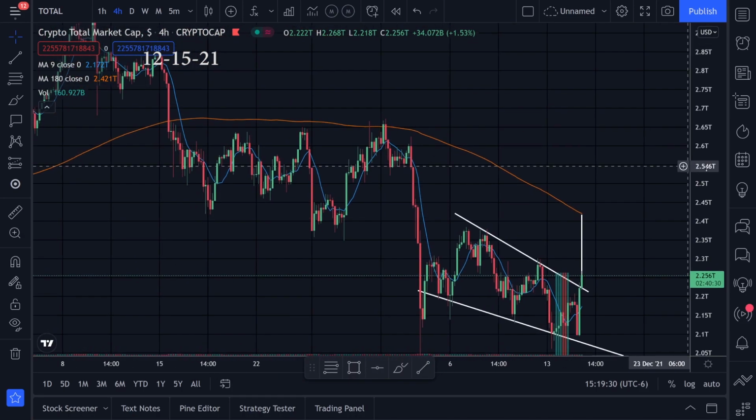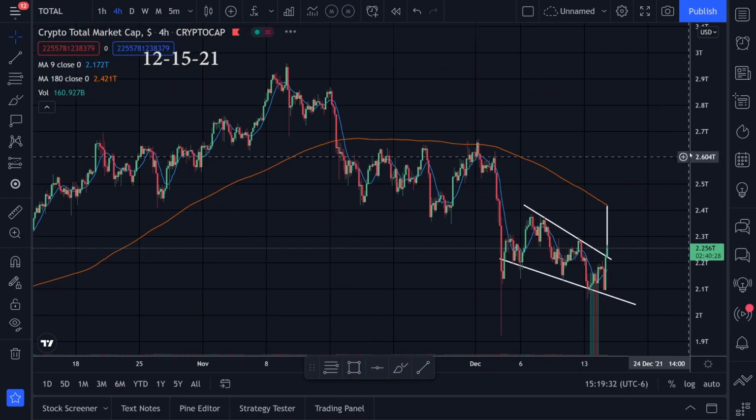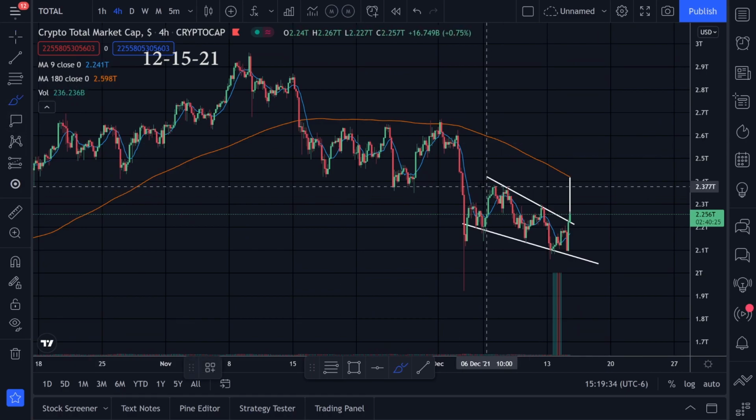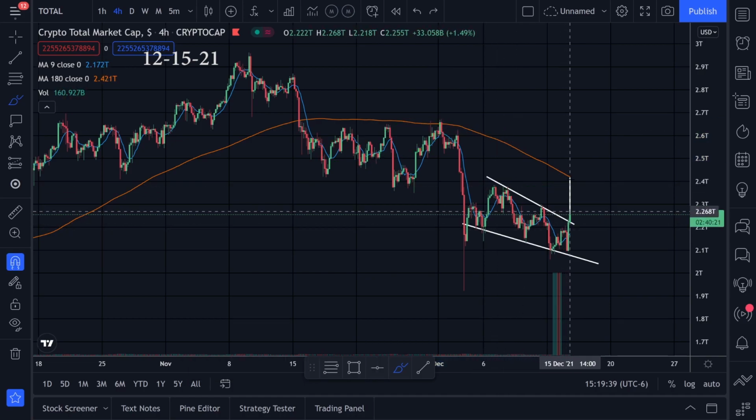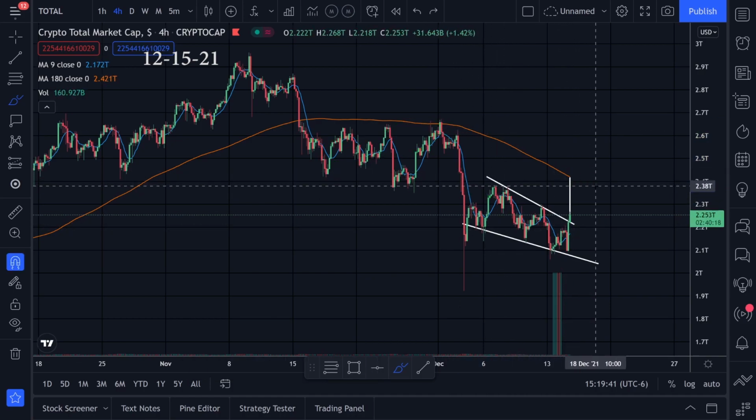I'm looking at something like this on the total crypto market cap. Let's see if we could do that. I think even if we break this level right here, we might be looking at these levels right here, but this target does kind of line up with this, so I'm not sure.